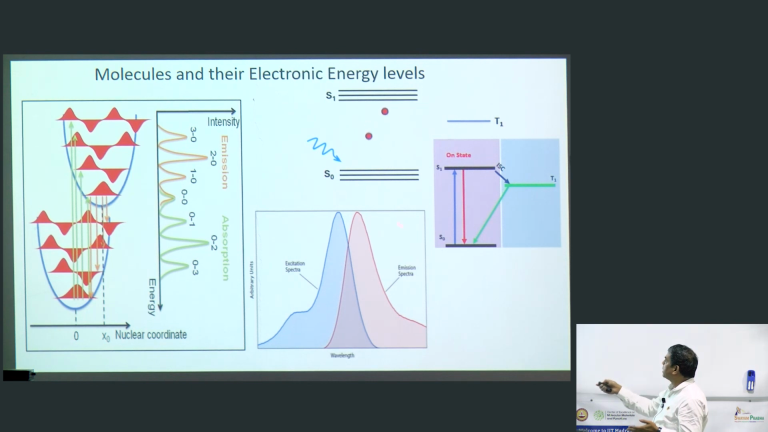Here is the schematic diagram, and one can see how it happens from S0 to S1, and then it comes to the T1. Some of the molecules come from S1 back to S0, which gives you the fluorescence, and this one coming to the T1 gives you the phosphorescence, right? So these are all basically similar properties in terms of the molecules.